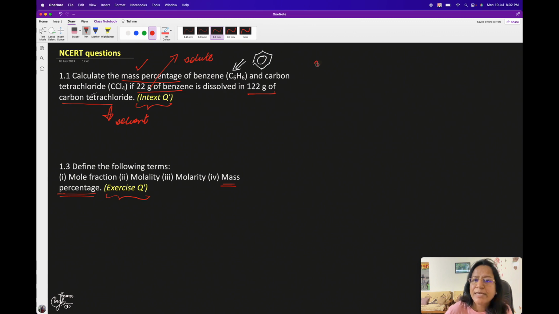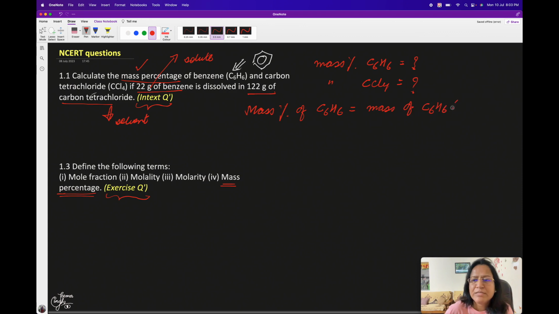It says calculate the mass percentage of both benzene as well as carbon tetrachloride. So you have to calculate mass percentage of benzene is equal to question mark, and mass percentage of CCl4, that is also a question mark. So from here we know that we have to use the formula of mass percentage. Mass percentage of benzene as per the formula is equal to mass of benzene, right? Obviously it's given in grams, divided by total mass of the solution. Do not forget to multiply by 100. Most students forget that.